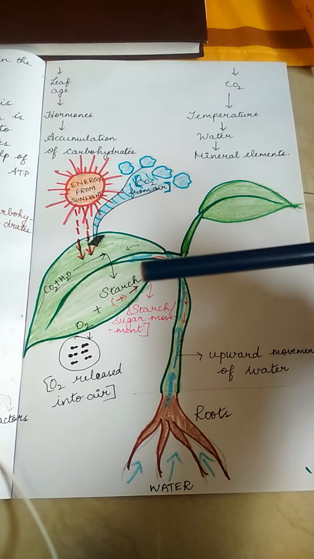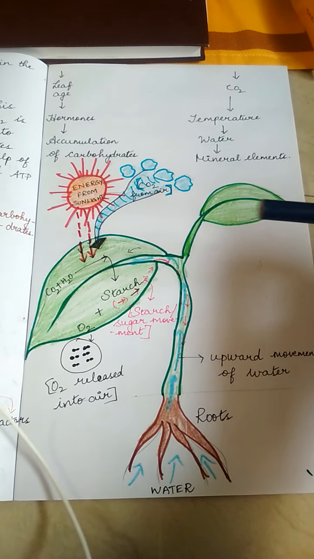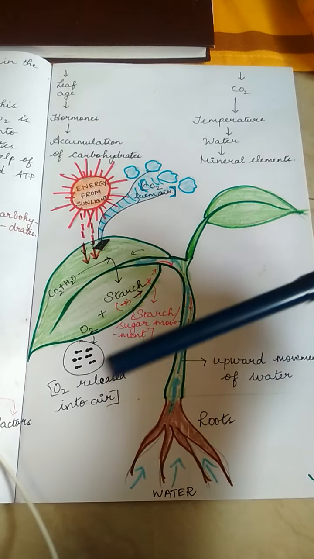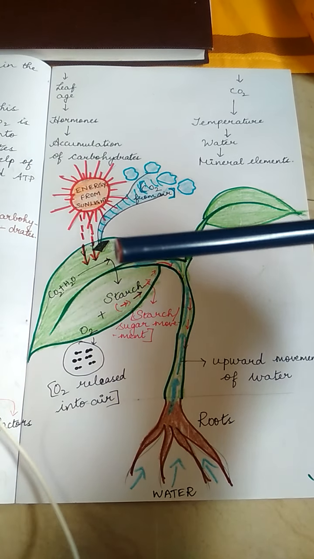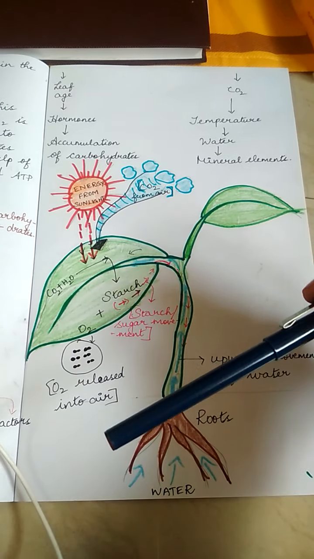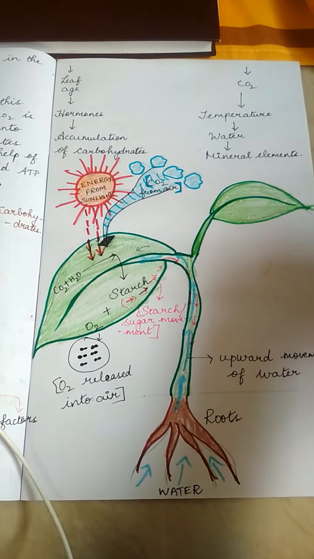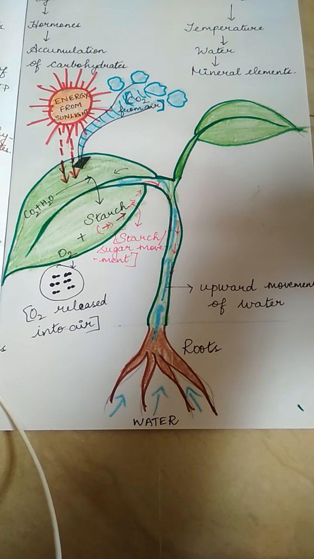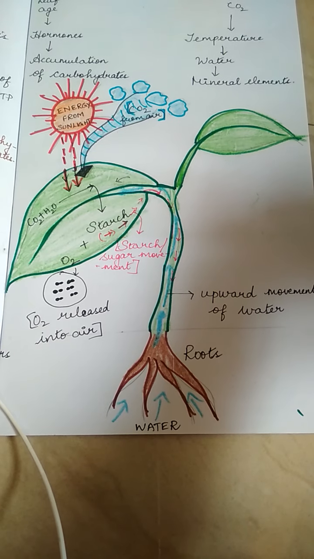The starch produced is utilized by the plant as food, and the oxygen is released into the atmosphere. So this is the diagrammatic representation of photosynthesis. With this, the answer is completed.